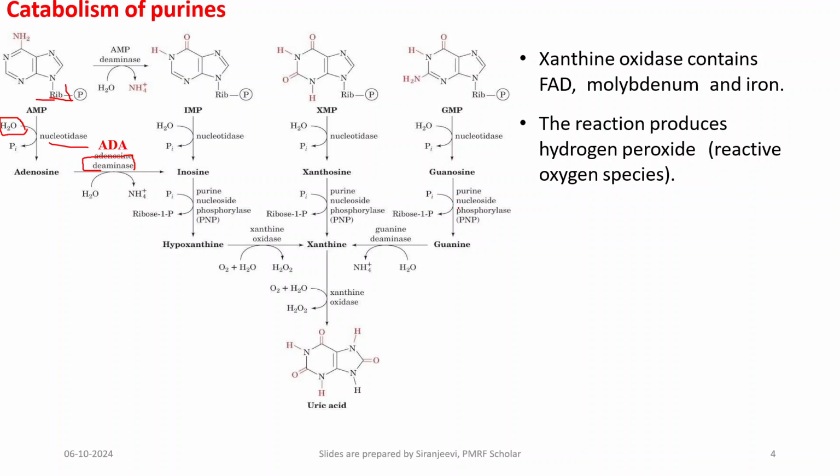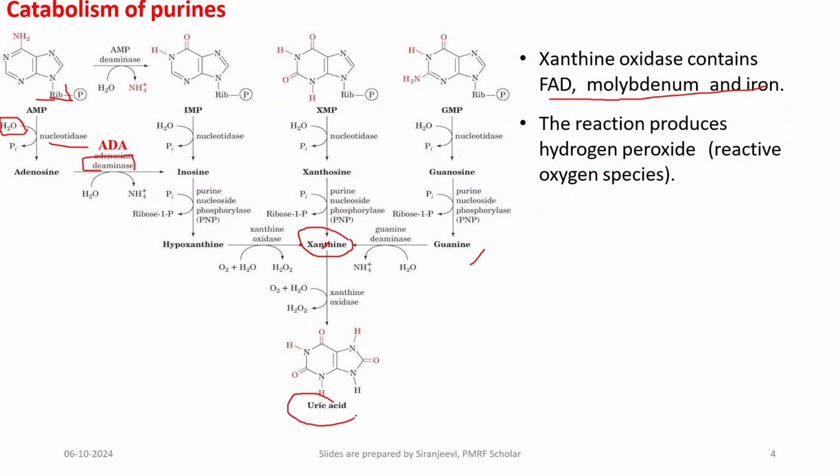So these are the two enzymes that we saw in the last slide. And here the respective oxidase or deaminase will come, which changes guanine into xanthine and hypoxanthine into xanthine. So this xanthine is a really important component in the body, where xanthine oxidase, which contains FAD, molybdenum and iron in its active center, will convert it into uric acid.